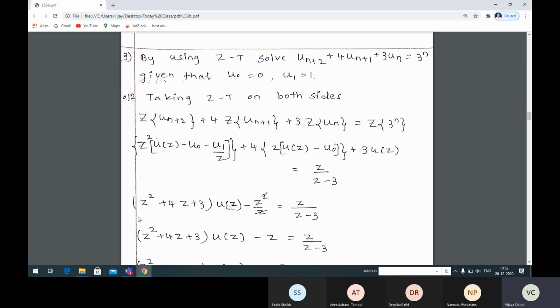Now use the condition. So what are the conditions here? u0 is 0, u1 is 1. So first collect the coefficients of u of z on one side.